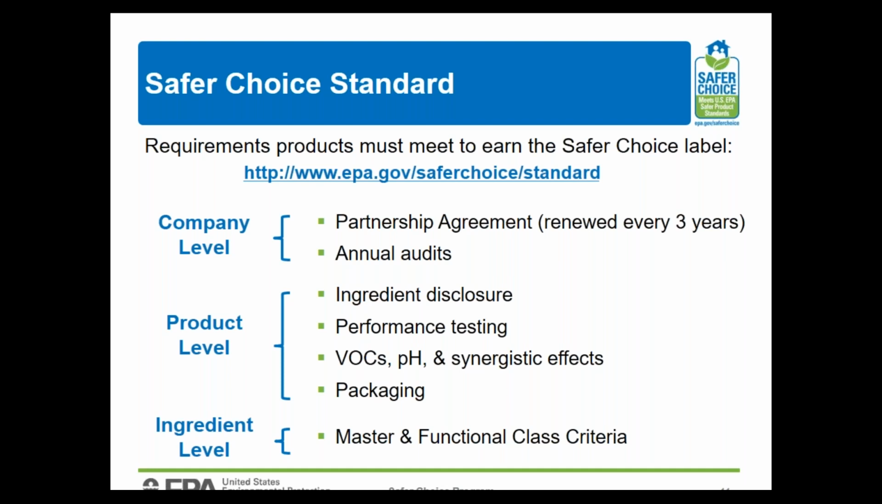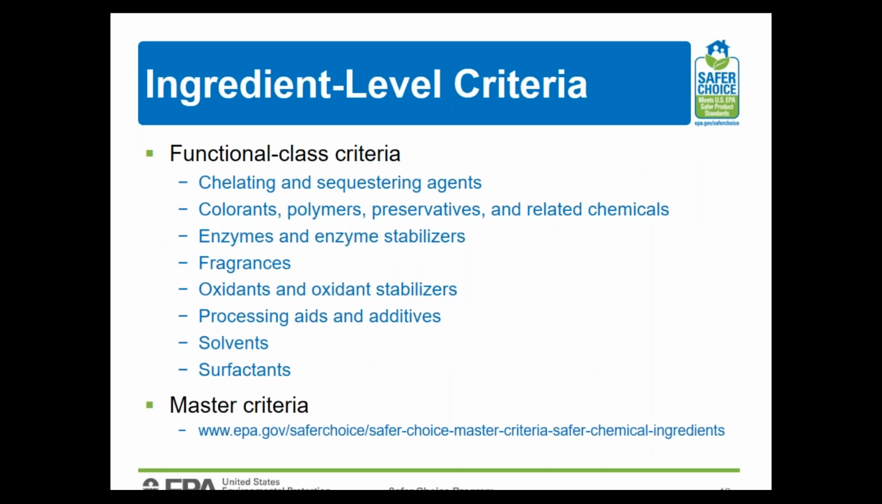So when our program thinks about chemical ingredients in products, we're not thinking about them as compared to all chemicals in the universe. We focus on what we call their functional class. So we compare chelants with chelants, colorants and fragrances with fragrances, oxidants and solvents and surfactants within their respective functional class. And this is important because not all functional classes of chemicals will have the same typical endpoints.